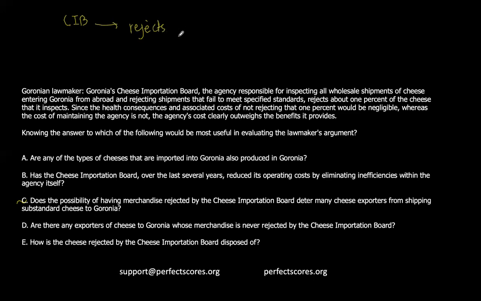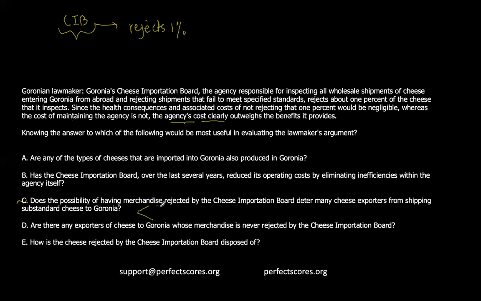So the cheese importation board responsible for all these things rejects about 1% of the cheese. Since the health consequences and costs of not rejecting that 1% would be negligible, but the cost of maintaining the agency is not. So basically, it says that the costs of that agency are higher than the benefits it provides, and you have to show whether it matters or not.